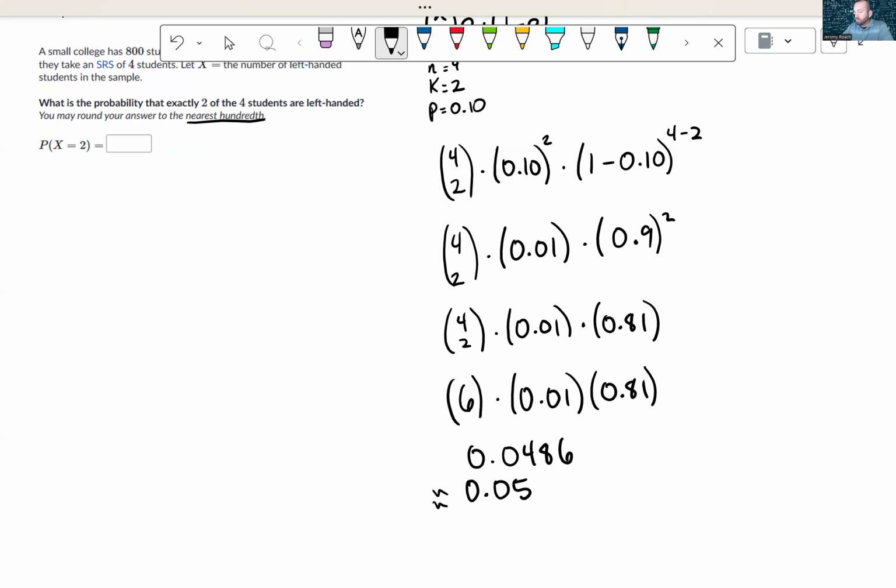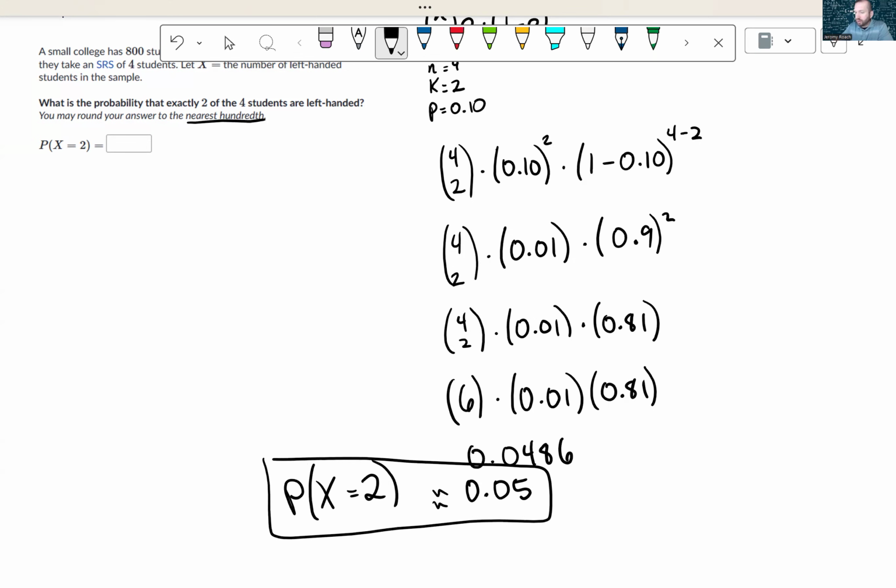And this is the probability that exactly 2 of the 4 students are left-handed, for the probability that x equals 2. Or we could say the probability that k equals 2. We used k in our formula, but they just want it in terms of x. All right, so that's 0.05.